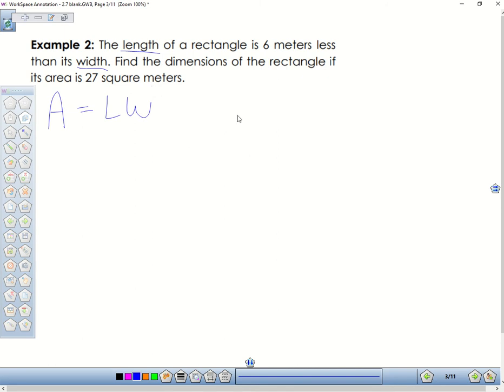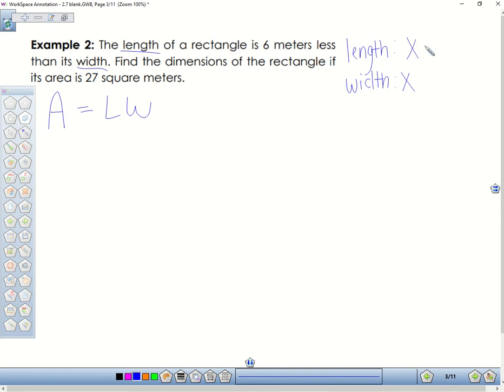Now we want to figure out what the length and width actually are in terms of variables. So I'm just going to use x here. So it says here, the length of a rectangle is 6 meters less than its width. So I see the length is in terms of the width. So I know the width is just going to be a variable, and I will use x here. So we'll call the width x. And now that I have a variable for width, I can write length in terms of what width is. So 6 meters less than its width. So how would I write that as a mathematical statement?